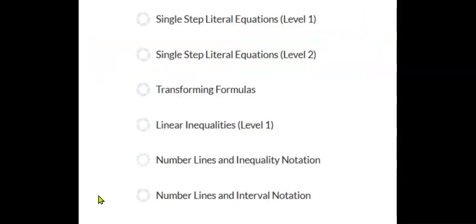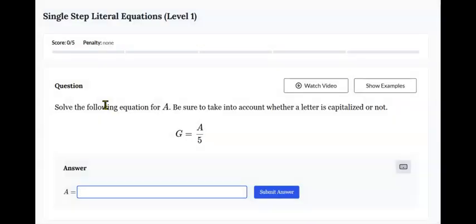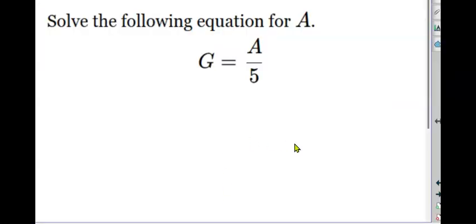Homework number 7. First two topics, single-step literal equations. Let's take a look at level 1 first. When solving a literal equation, the most important thing is to identify which letter you're solving for. In this case, we're solving for capital A.